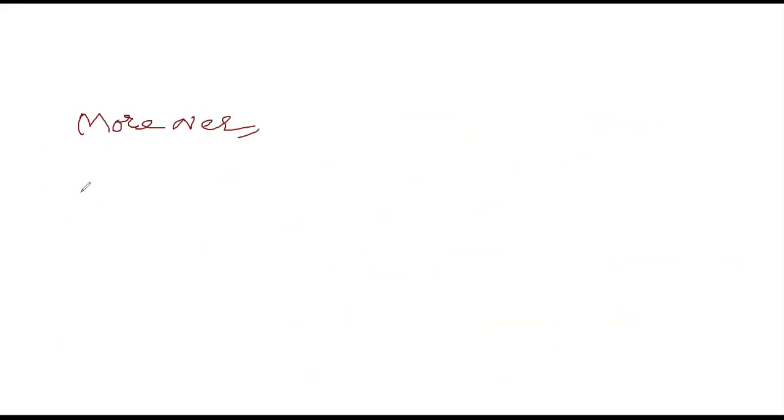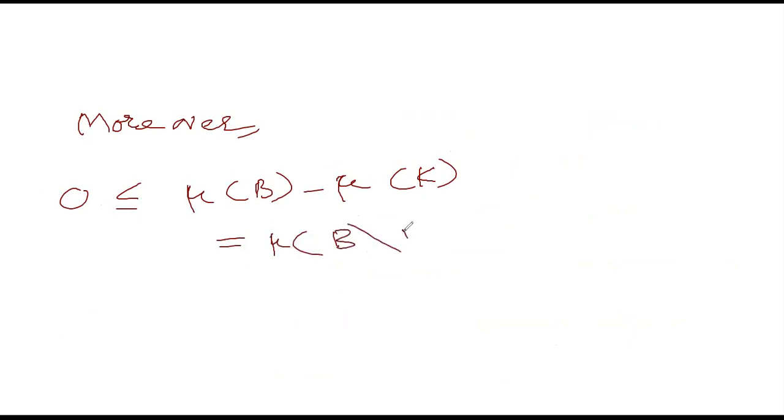0 is less than or equal to mu of B minus mu of K, because B is bigger than K. So by the monotone property of outer measure, this is equal to mu of B minus K. As mu of B is finite, I can use this formula: mu of B minus mu of K is equal to mu of B minus K, which is less than or equal to mu of V minus K, because B is a subset of V, by the monotone property.